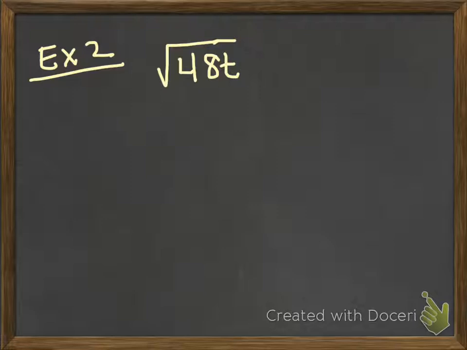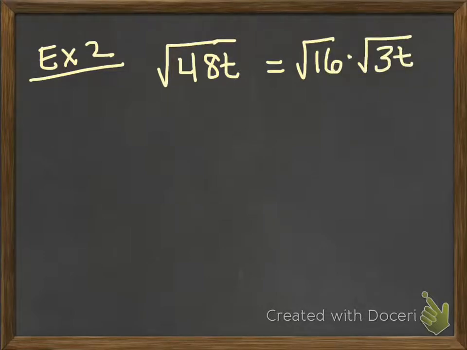Example 2 is the square root of 48t. We're going to find the largest square number that goes into 48. That would be square root of 16 times square root of 3t. If we multiply 16 times 3t, we get 48t. Alright, now we can take the square root of 16. The square root of 16 is 4. And we can't do anything with the square root of 3t, so it just stays there.